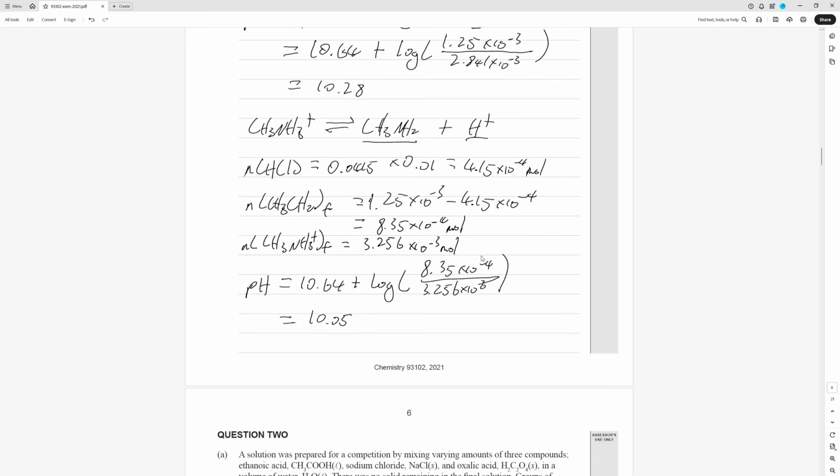We'll just give it a brief comment here. No, not enough HCl was added. And that concludes question 1 for the 2021 scholarship chemistry exam.